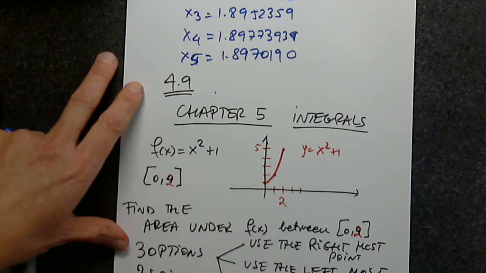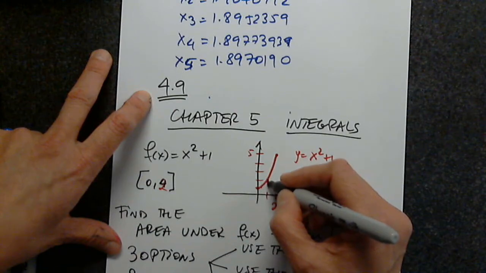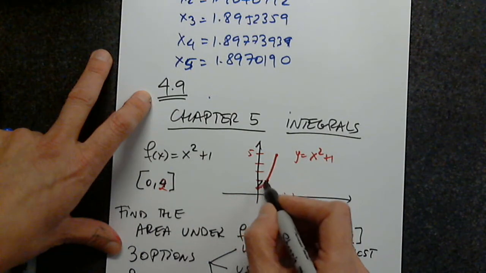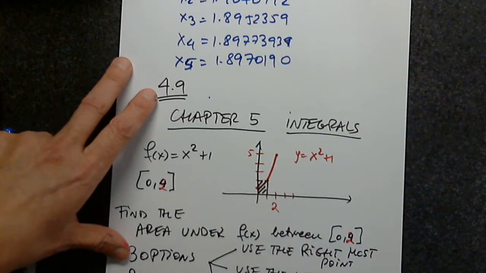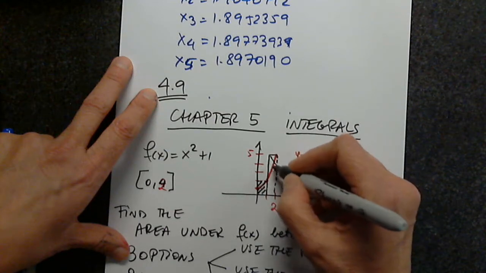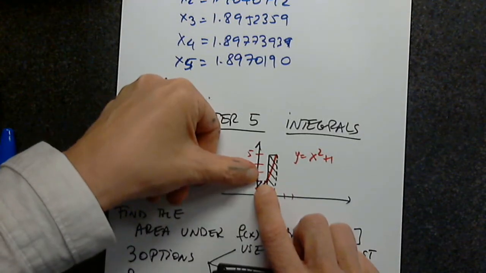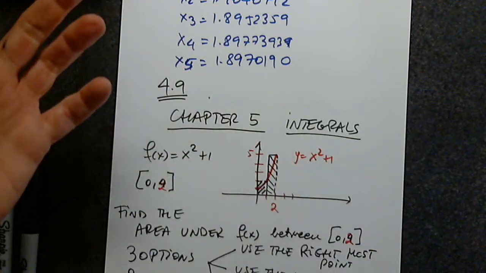If I want to use the rightmost point, and I'm using 2 subintervals, I'm going to say that this is the first rectangle, and this, with the rightmost point, is the second rectangle. It is obvious that using 2 rectangles for this graph and using the rightmost point, the area that I get is an overestimation of the exact area. Would you agree? Because there is a piece here that is not under the graph, and there is another piece here that is not under the graph.